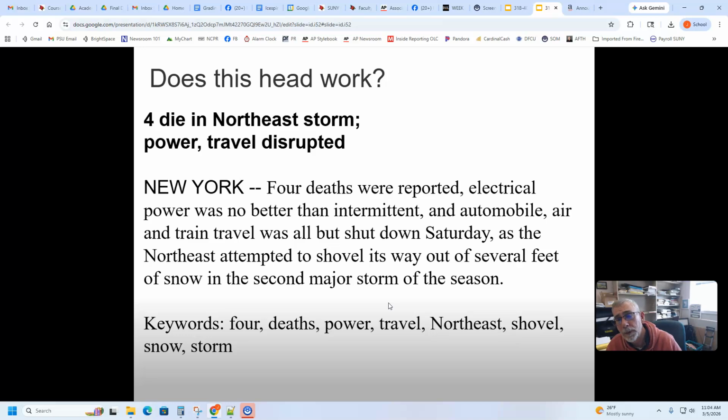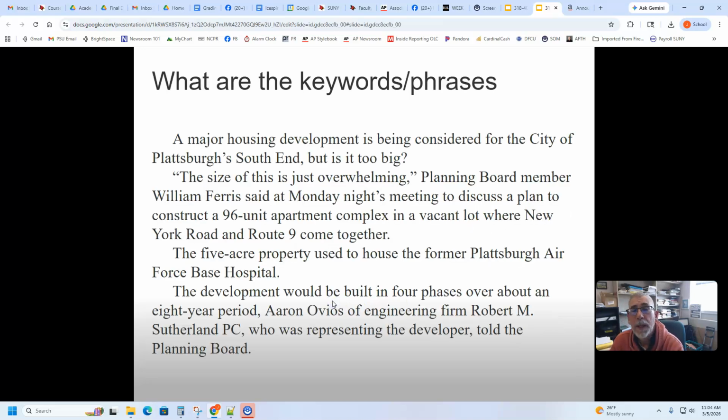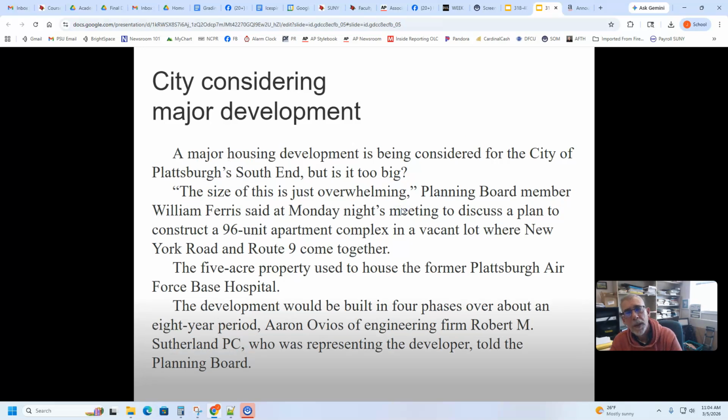For "Northeast snowstorm," that is an independent clause. "Power travel disrupted" is pretty much an independent clause, but the clauses are not quite as grammatical as in the text. What are the keywords and phrases for this one? Okay, I'll let you pause it, write them down, and then look at what I say, which is I'm just using the ones I came up with. City considering major development, based on the words you come up with.